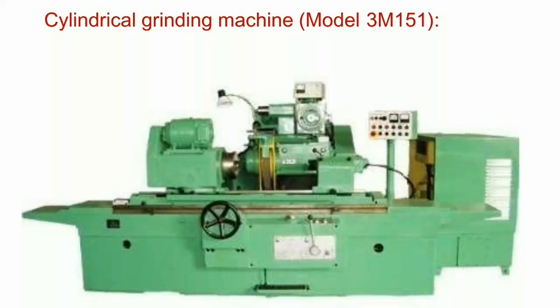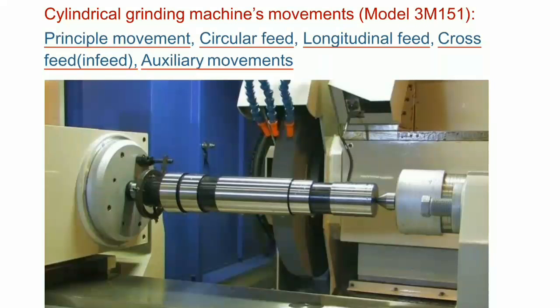This is a picture of a cylindrical grinding machine, exactly the model 3M151. Cylindrical grinding machine's movements for model 3M151: principal movement, circular feed, longitudinal feed, cross feed or infeed, and auxiliary movements.